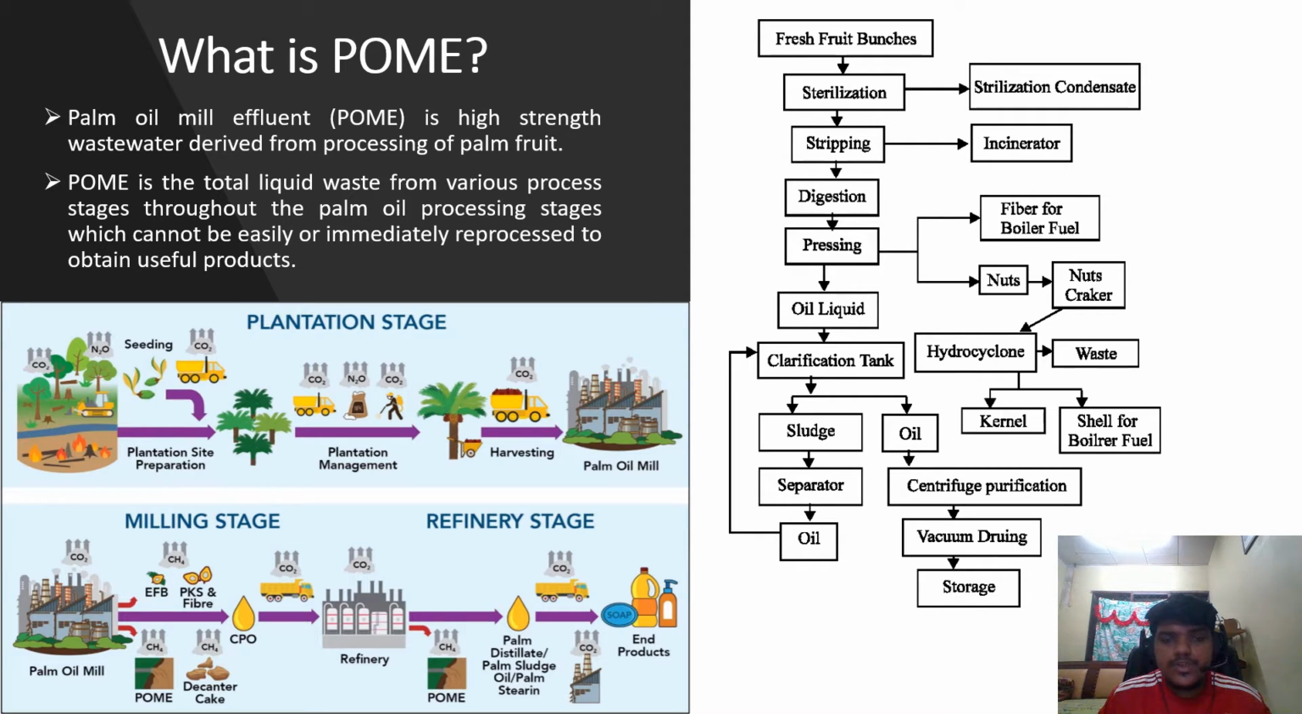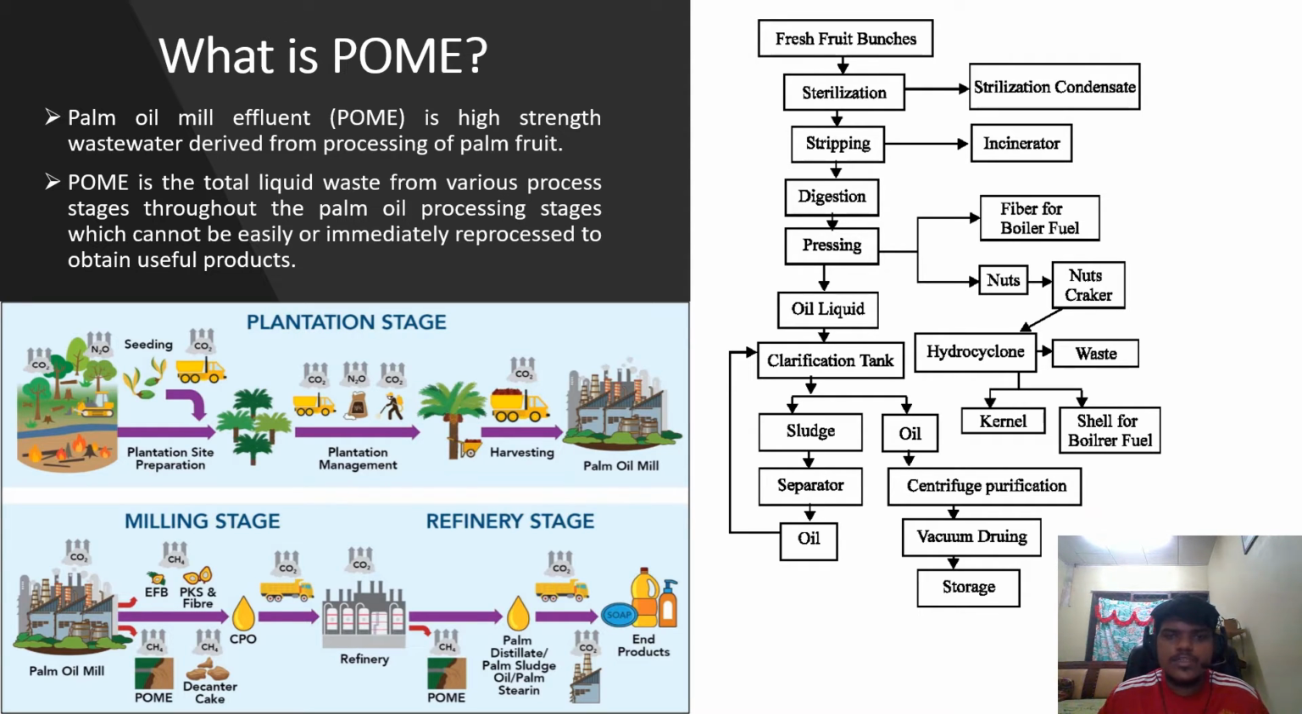So, to be exact on the definition of POME, we can say that it is the total liquid waste produced throughout various palm oil processing stages which cannot be easily or immediately reprocessed to obtain useful products.